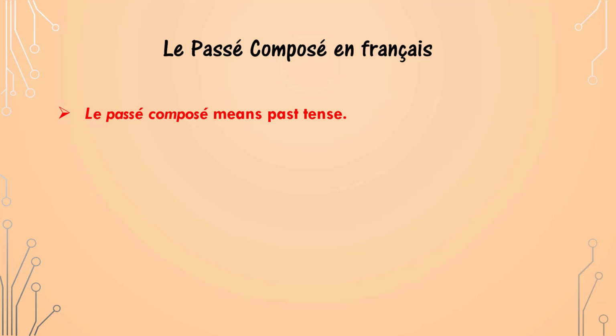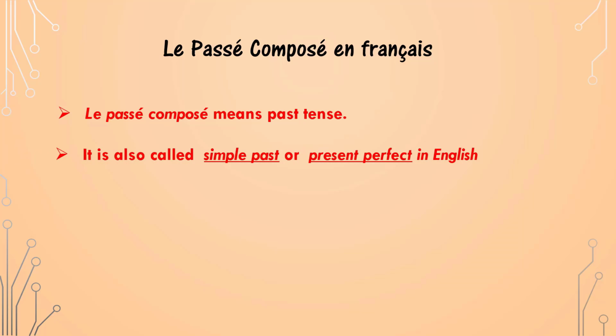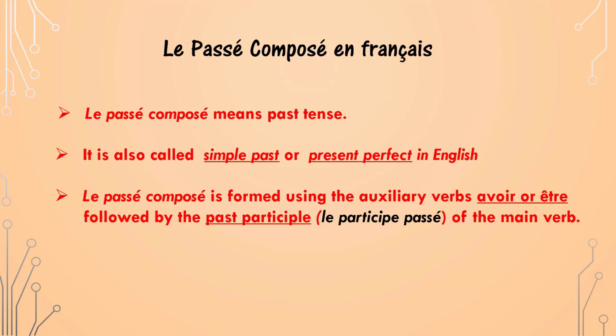What is passé composé in French? Le passé composé means past tense. It is also called simple past or present perfect in English. Le passé composé is formed using the auxiliary verbs avoir or être followed by the past participle. That is, the participe passé of the main verb.